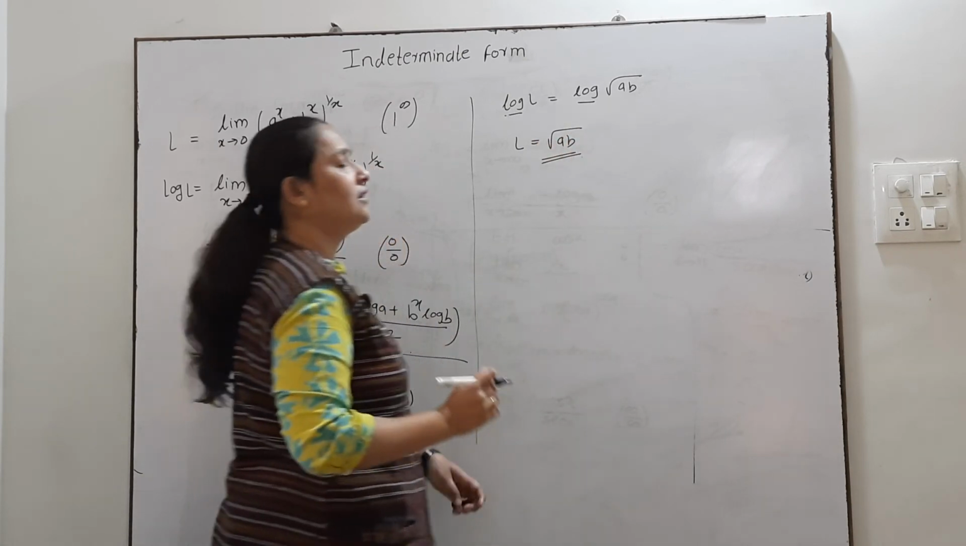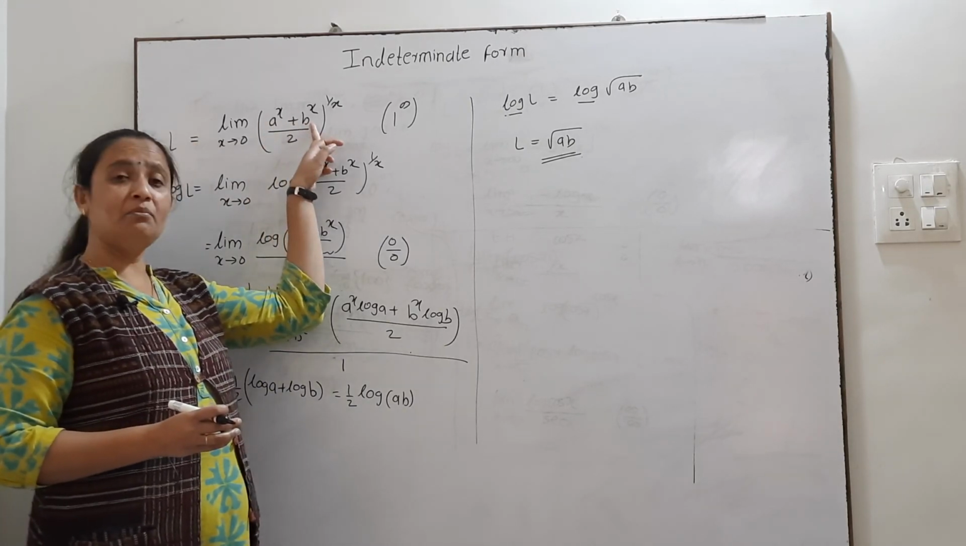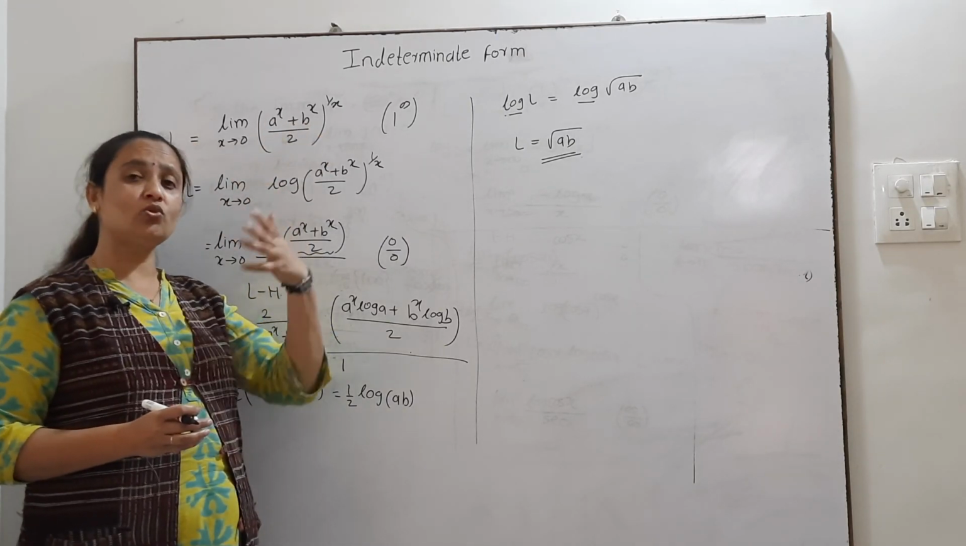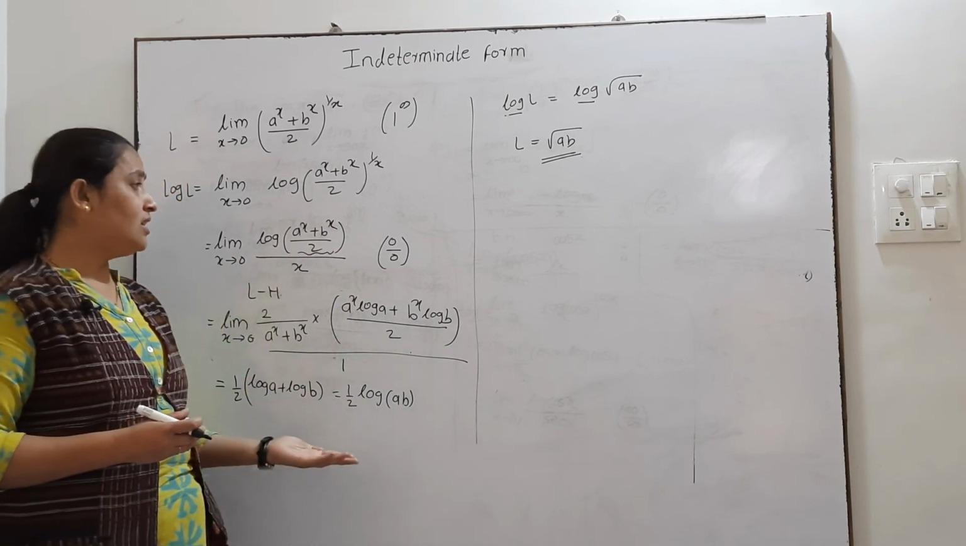This is the answer. Now in this case I have considered a and b. Instead of a and b there will be some numbers, that is 2, 3, any integers they can put, and you are able to find the limits of this expression.